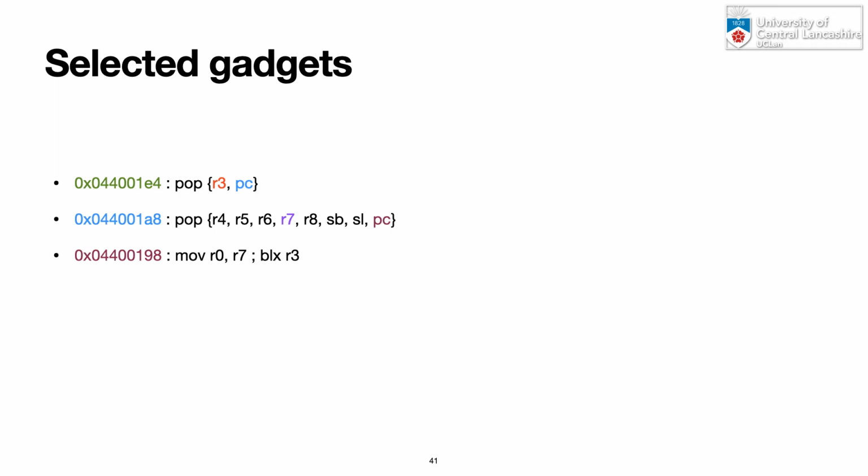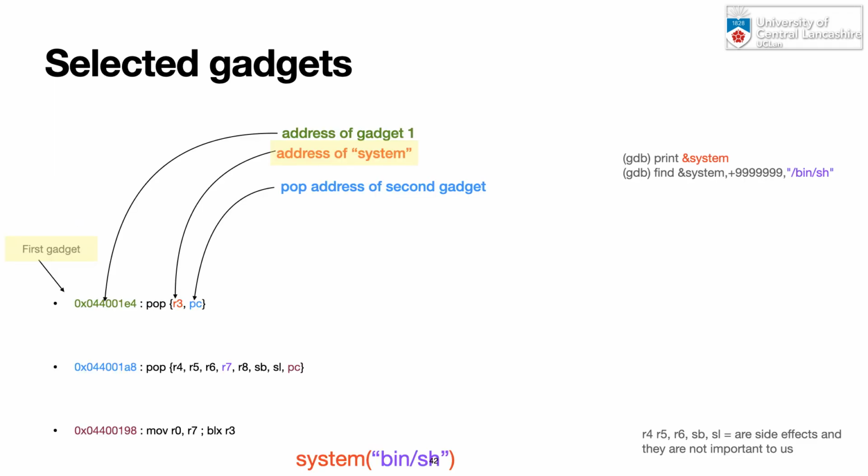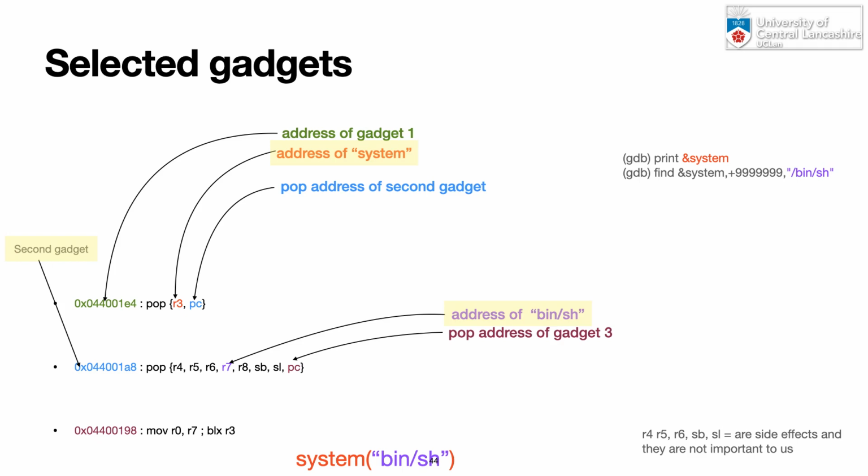In the meantime, let us zoom in on the selected gadgets. As we can see, our first gadget pops the address of system from the stack, but system needs an argument. It means that we must also pop the address of /bin/sh from the stack. Because the first argument of a function must be in register R0, we pop the address of /bin/sh into R7, which will later move into R0 in the last gadget. This forces the system function to load whatever is in R0 as its parameter, which is the address of /bin/sh. This is how we can find the address of system and /bin/sh in GDB.